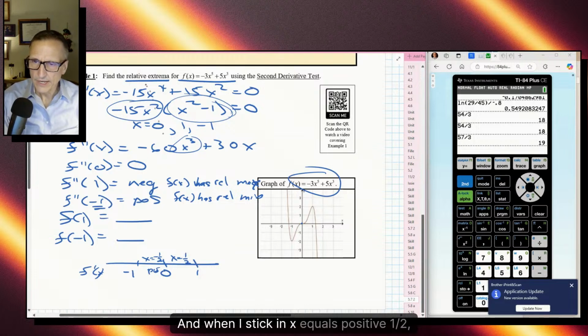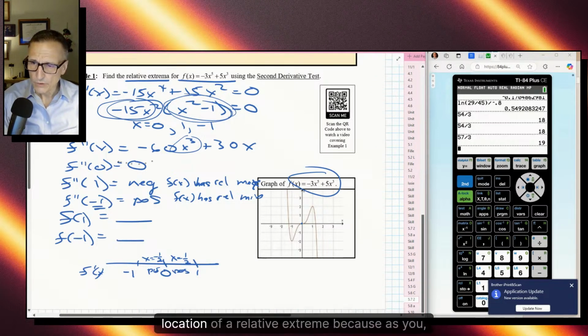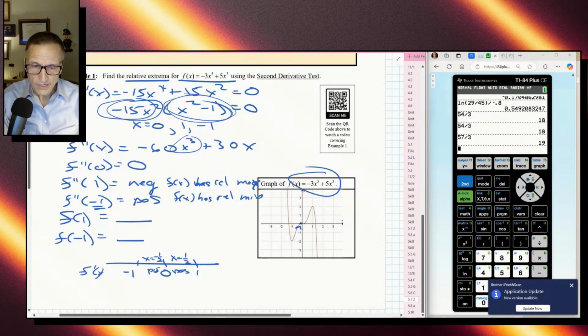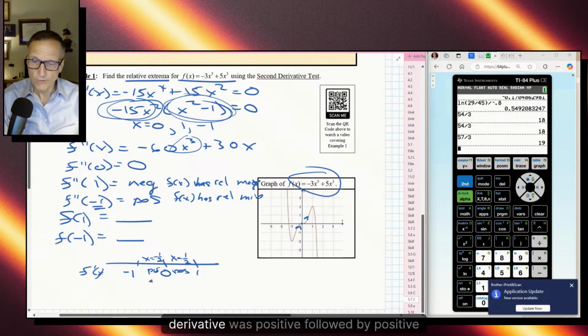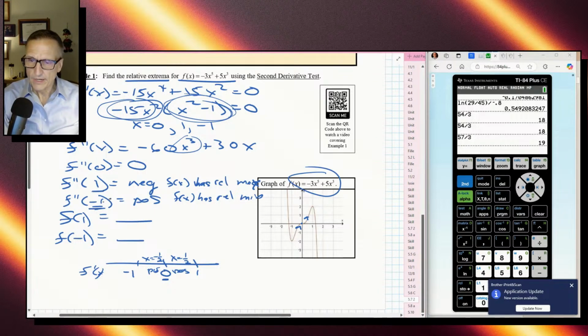And when I stick in x equals +1/2, that's still a negative, that's still a negative, positive, positive. So that is not a location of a relative extreme because, as you can see on the graph, the function was positive, the function was increasing, followed by increasing. And that's reflected in the fact that the derivative was positive, followed by positive at x equals 0. So I had two relative extreme values located at 1 for a max and a minimum at -1.